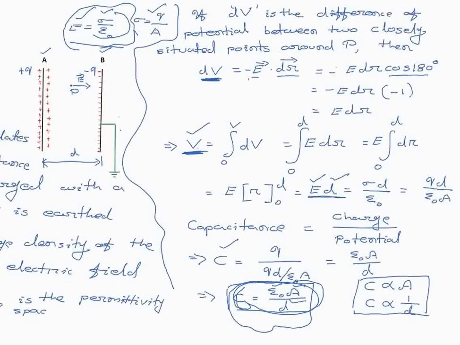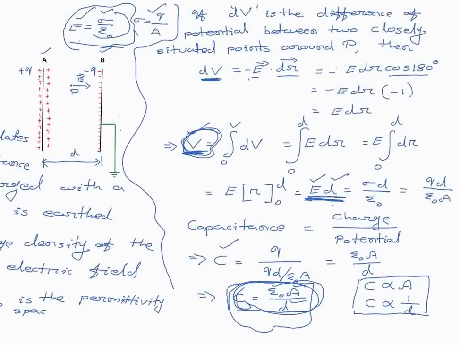Again, we also derived the potential difference between the two plates, that is capital V is equal to E into d, where E is the electric field intensity between the two plates of the capacitor, and d is the separation between the plates. So, V is equal to E into d.